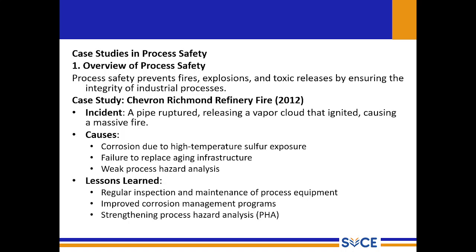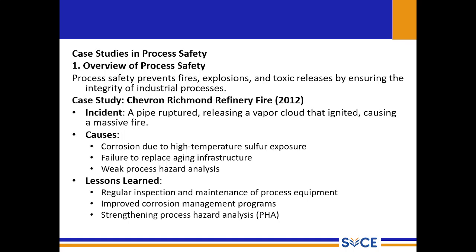So what are the key technical issues behind the incident? The failed pipe had been exposed to high temperature sulfur compounds, leading to sulfidation corrosion over time. Chevron did not replace the aging pipe even though previous inspections had shown significant corrosion. The company's process hazard analysis, PHA, failed to identify the risk of corrosion failure, meaning no preventive actions were taken before the rupture occurred.